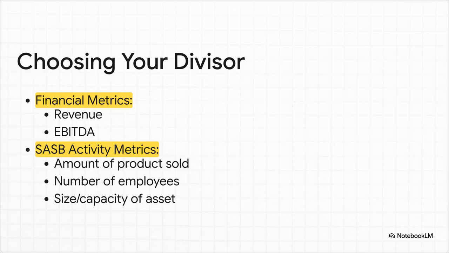So you've decided to normalize. The next and really critical choice is your divisor, what we call the normalizer. You've basically got 2 main options here. First, there are financial metrics, like revenue or EBITDA. These are great for measuring eco-efficiency, and they're usually easy to find. The downside is they can get thrown off by things like inflation or currency swings, which can hide what's really happening in the operations.